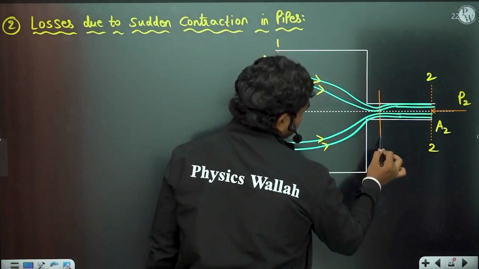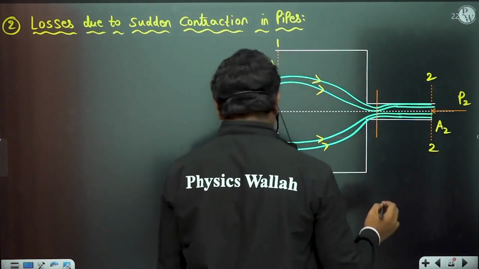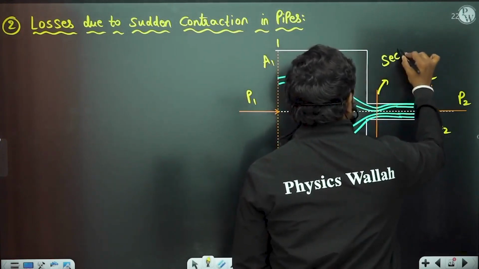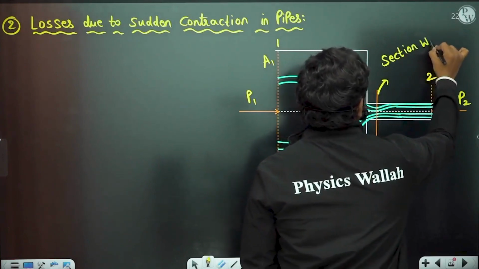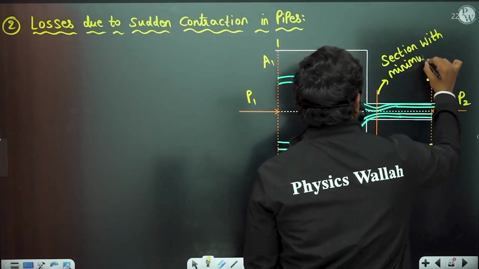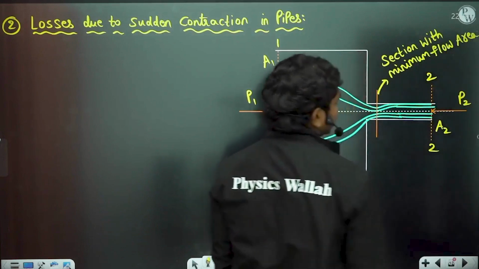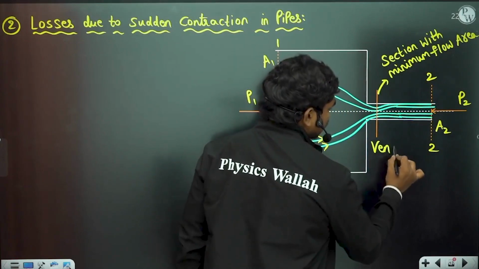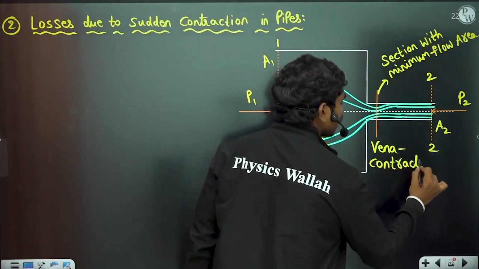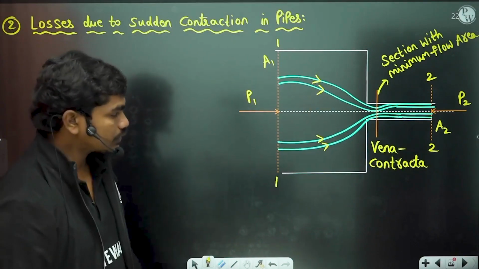Okay, so this is the section with minimum flow area, and this is called vena contracta actually. Okay, which we will also see in orifice meter, but this is called vena contracta.